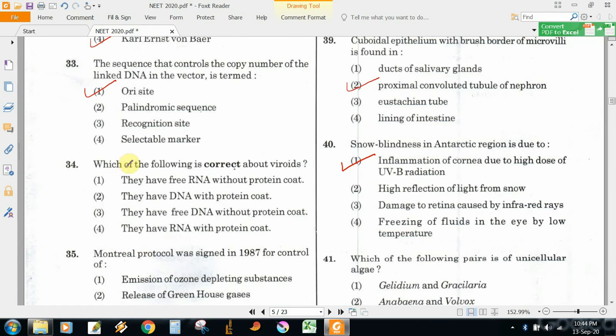Here we are having one more question. Which of the following is correct about viroids? First statement is they have free RNA without protein coat.